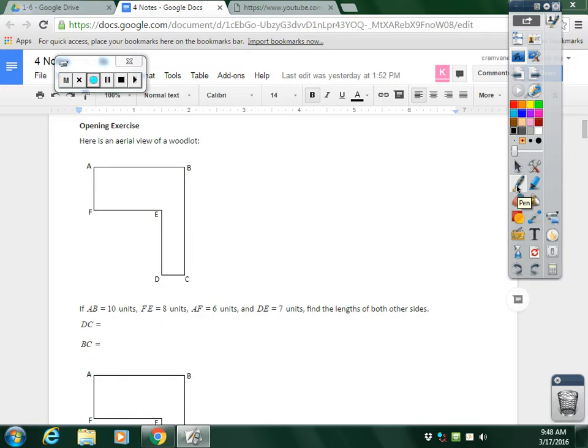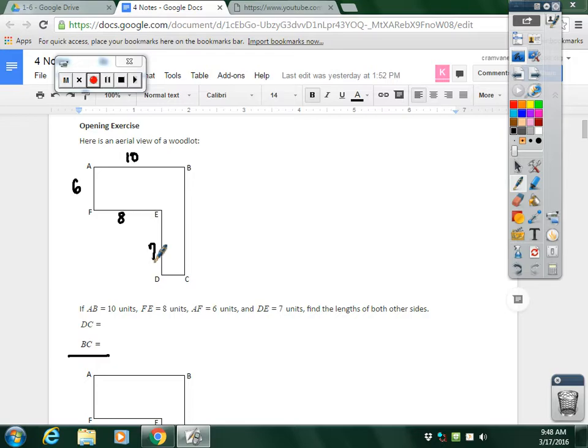Here's an aerial view of a wood lot. Then they give us some measurements. Line segment AB is 10 units. FE is 8 units. AF is 6 units. And DE is 7 units. Here's DE. Find the lengths of both other sides.